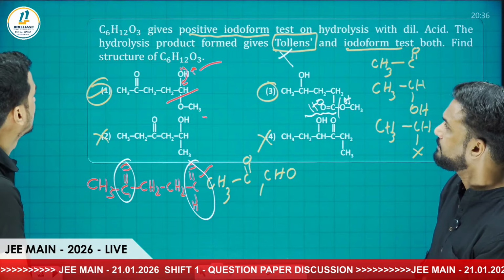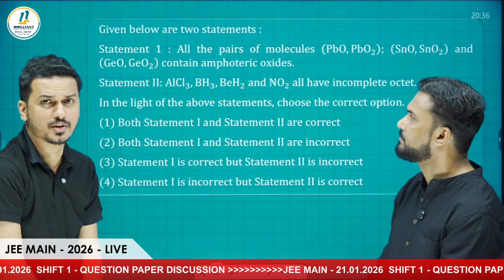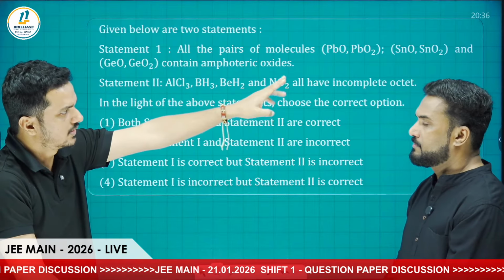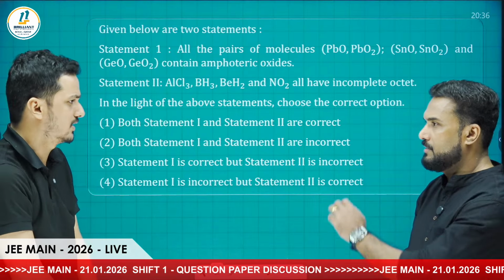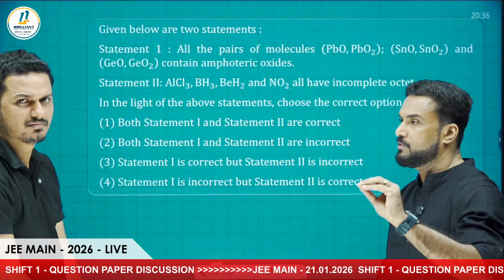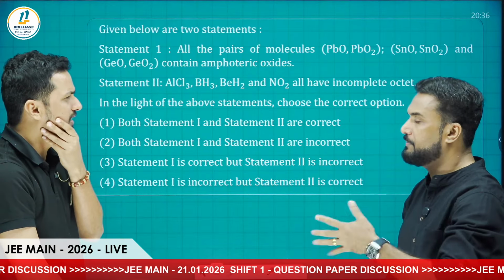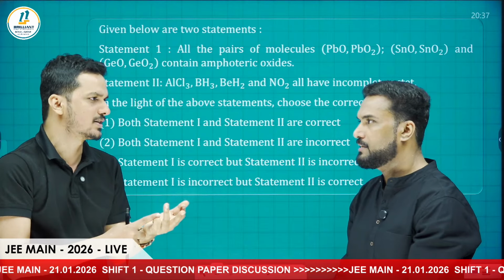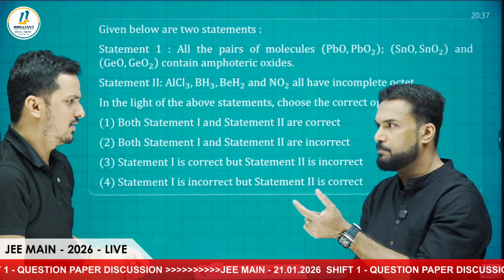Okay, sir, continue. We can go to the next one. This one: all the pairs of molecules, lead monoxide, lead dioxide, tin monoxide, tin dioxide and germanium dioxide, contain amphoteric oxide. This is the p block, we told them directly, definitely. It's a direct question, confirmed. That is a physical property question, but they did not make it that difficult. They must know the basic fundamental idea: metal oxides are basic and non-metal oxides are acidic. But there are a few exceptions in that.